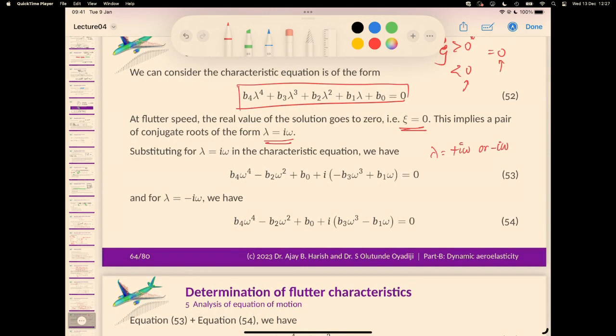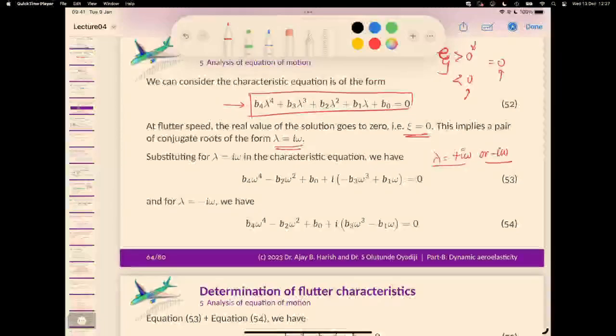Right? So I am going to substitute plus i omega and minus i omega into this typical form of a characteristic equation. I've just taken it as a typical form. I don't know what B1, B2, B3, B4 are. I want to find a condition such that, if I know the characteristic equation, which is of this particular form, I can tell when my flutter will occur and what the flutter frequency is. I want to find some condition for that, right? So that's my goal here.